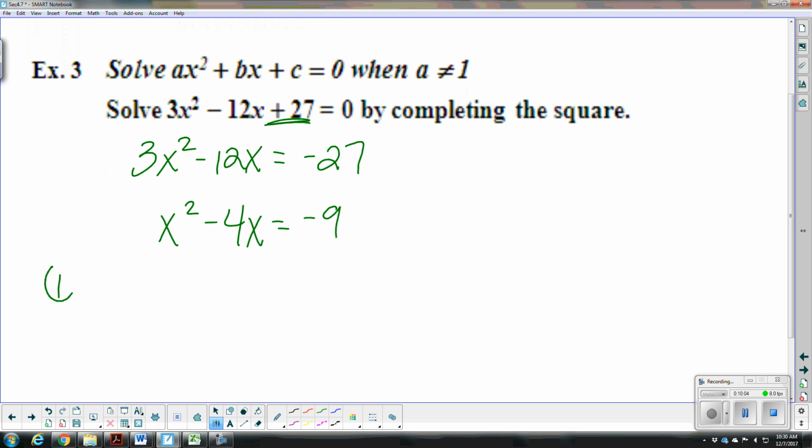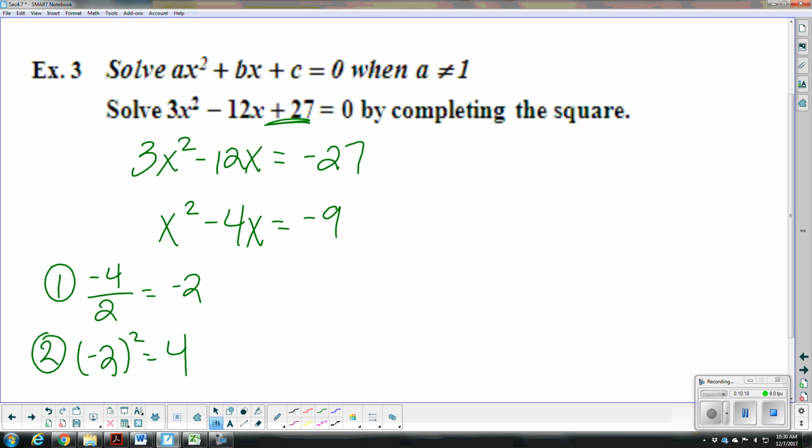So our first step is to take half of the coefficient in front of x, which is -2. Our second step is to square that. And then our third step is to add that to both sides of the equation. So we've got x squared minus 4x plus 4 equals -9 plus 4.